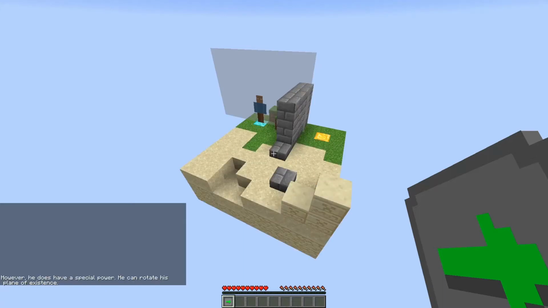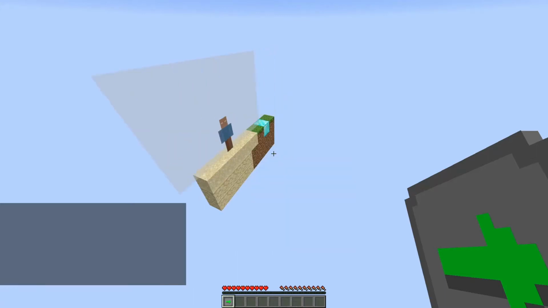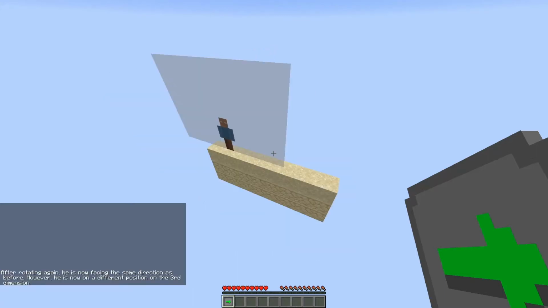However, he does have a special power. He can rotate his plane of existence. Now he can move across another dimension. Using this, he can move around the wall and get to the gold block. After rotating it again, he is now facing the same direction as before. However, he is now in a different position on the 3rd dimension.